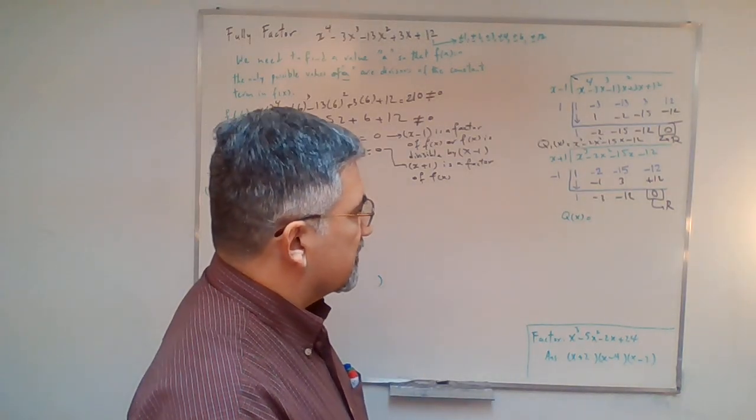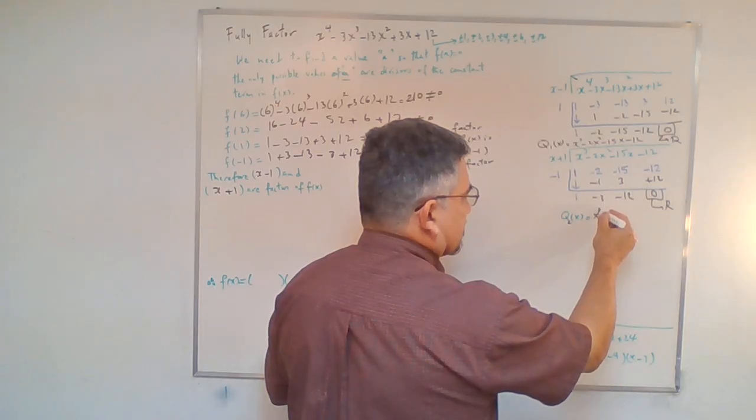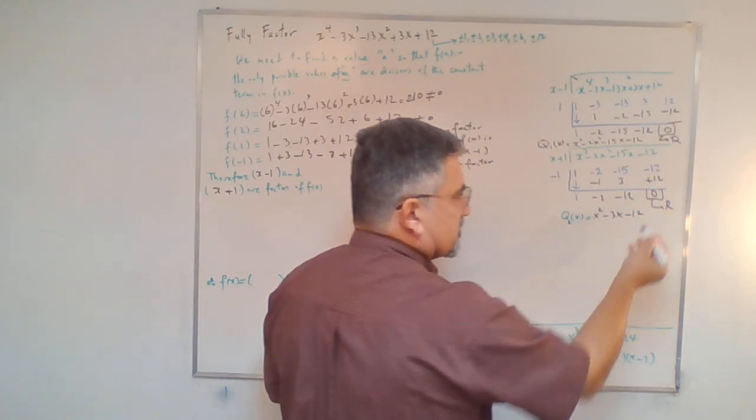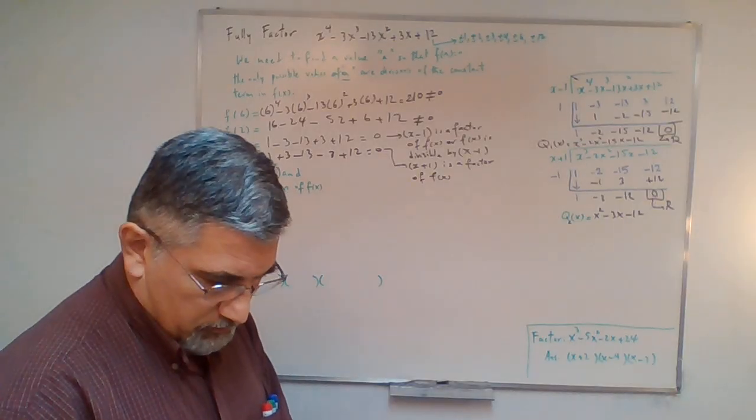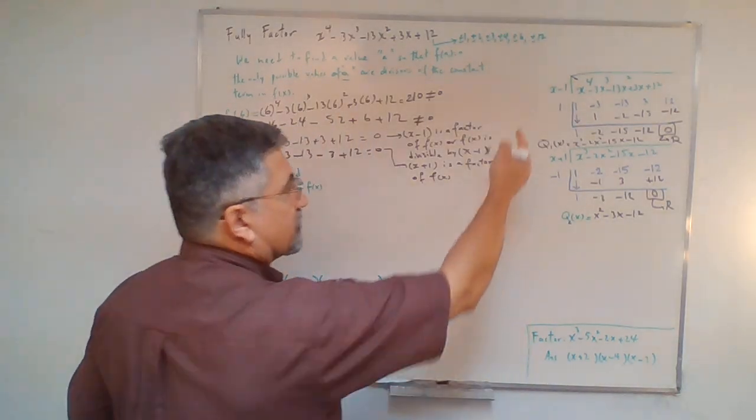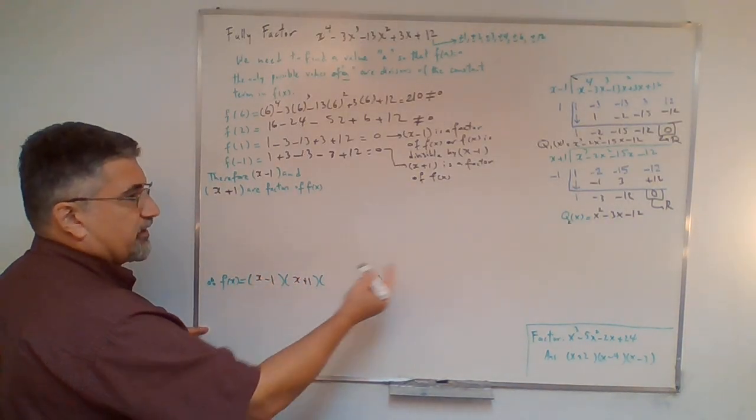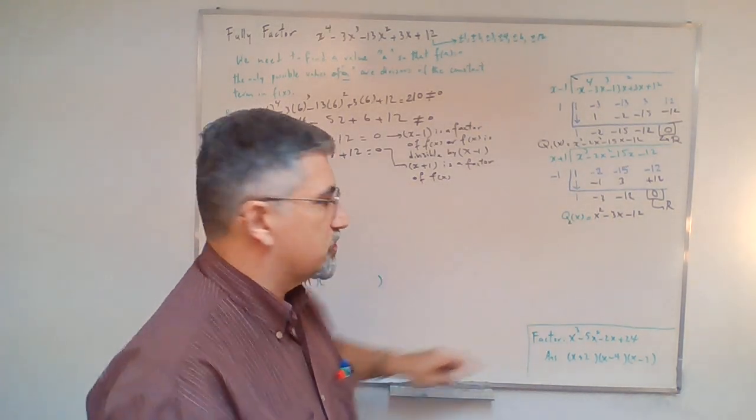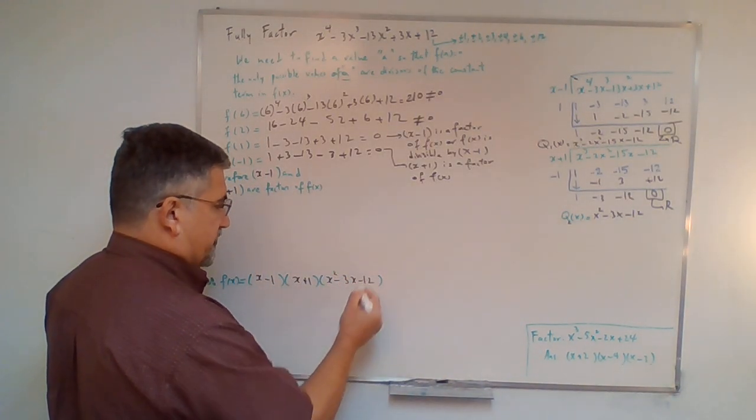So now we have another quotient here. I call this q sub 2 of x. It's x squared minus 3x minus 12. Okay, so to summarize, we had one factor of x minus 1 and then x plus 1, and now we have this quotient of x squared minus 3x minus 12.